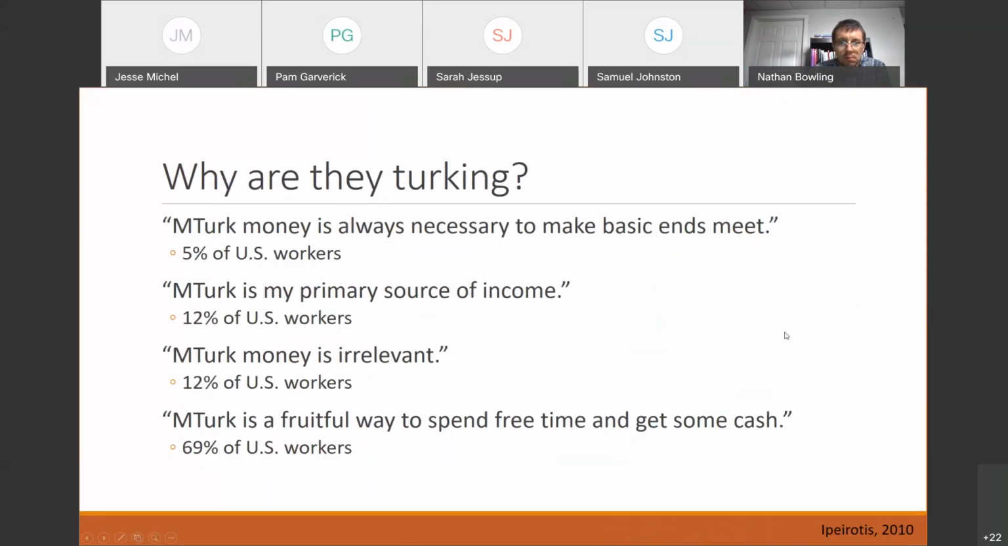One question, especially after seeing how educated Mturk workers are, people are like, well, why are they taking these surveys? So there was a study, it was 10 years ago, but they asked that question, why are you taking this survey? And surprisingly, not a lot of people are taking it to make money. So, 5% is just to make ends meet, 12%, it's their primary source of income. So this is potentially a red flag.